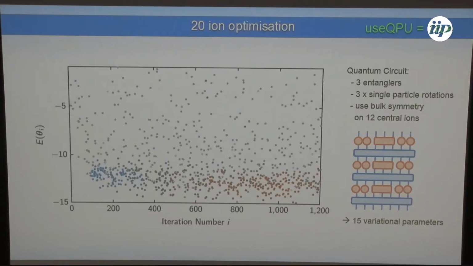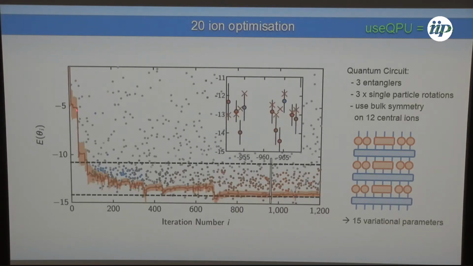So this is what a typical experiment would look like as a function of the iteration number. How many times do we ask the experiment for an expectation value? And these are the energies. And you see a lot of points all over the place. This is because we are using a global optimization algorithm. So it's not what you usually expect, where you see only something going to 0. It keeps exploring all over the place.